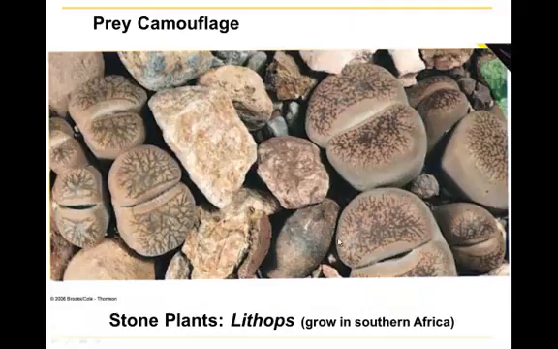Here's another example of prey camouflage. These are plants. These are members of the genus Lithops. These are stone plants, and they grow in southern Africa, in the Kalahari Desert, and other places as well. Very interesting kind of plants. These are being grown in cultivation. This is grown in a greenhouse in a pot.